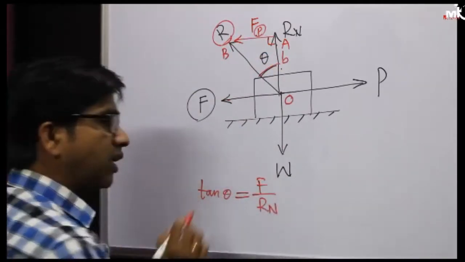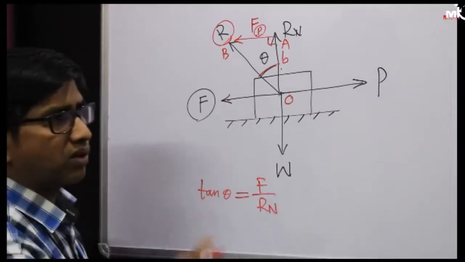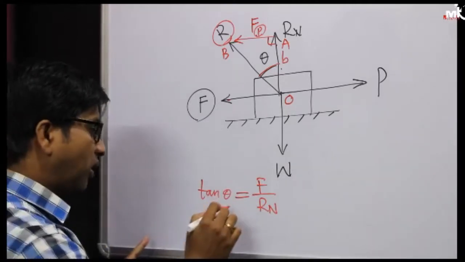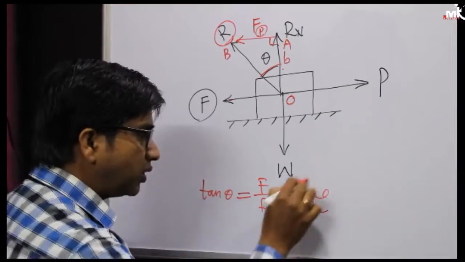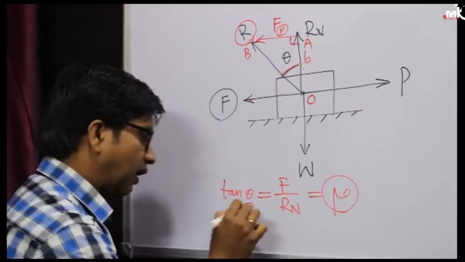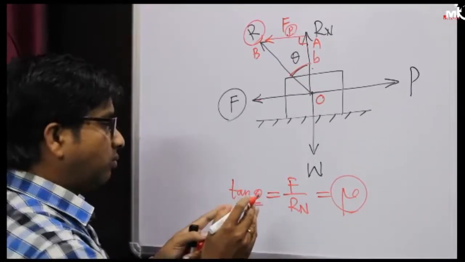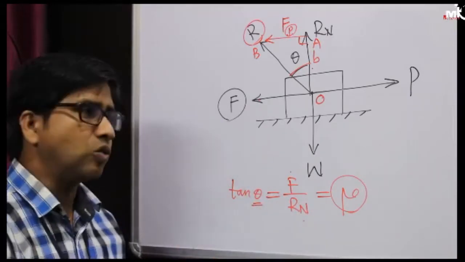So friction bears a constant ratio, the frictional force bears a constant ratio with the normal reaction. That means F by R_N is a fixed value. So tan theta, F by R_N, is mu, the coefficient of friction. So mu is a constant value, but the angle of friction is also a constant value. F by R_N, the ratio of frictional force and normal reaction, is the coefficient of friction.